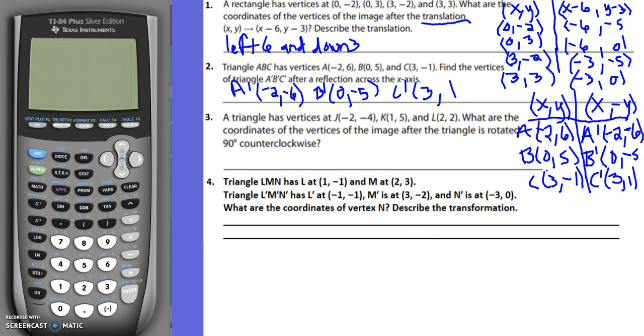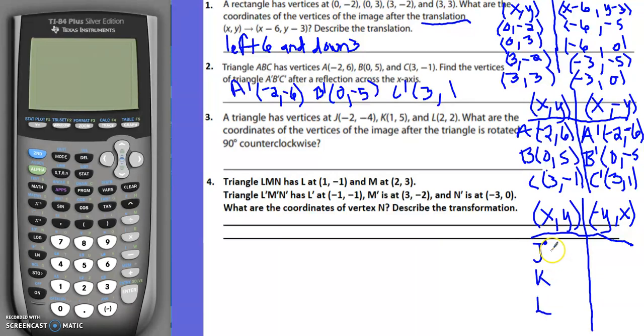Okay, number 3, a triangle has vertices (-2, -4), (1, 5), and (2, 2). What are the coordinates of the vertices of the image after the triangle is rotated 90 degrees clockwise? Okay, so when we're doing 90 degrees clockwise, remember that it's going to switch, and we're going to take the opposite of y. So we're going to have the opposite of y, x. All right, so we have J, K, and L. So J is (-2, -4).